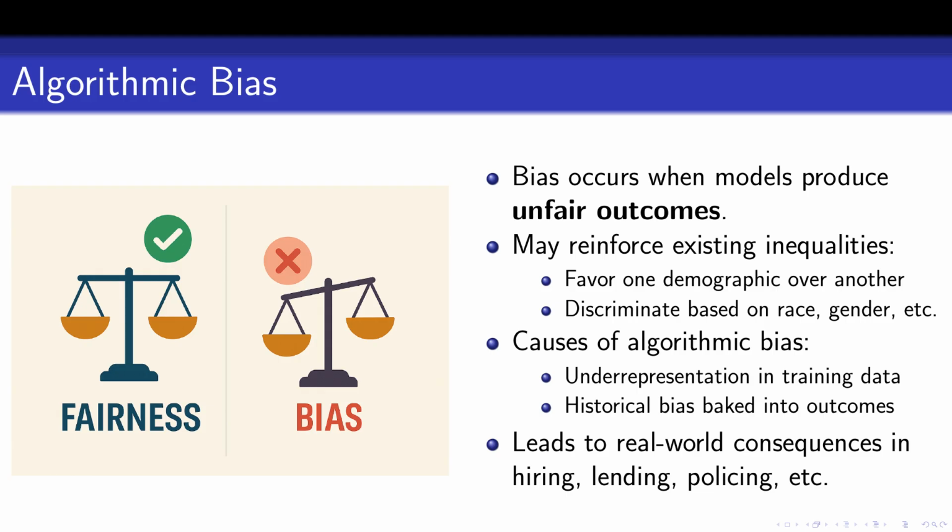Historical bias is another factor. Models trained on biased past decisions can replicate or even amplify those inequities. The result is a feedback loop that reinforces systemic discrimination. Data scientists need to actively test for and mitigate bias during model development. That includes auditing datasets, analyzing model outputs across demographic groups, and considering fairness metrics alongside accuracy. Algorithmic bias isn't always obvious, which is why ethical awareness and inclusive design are essential components of responsible data science.